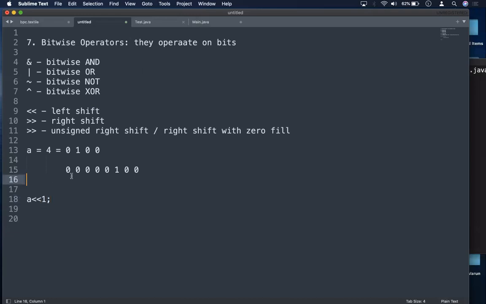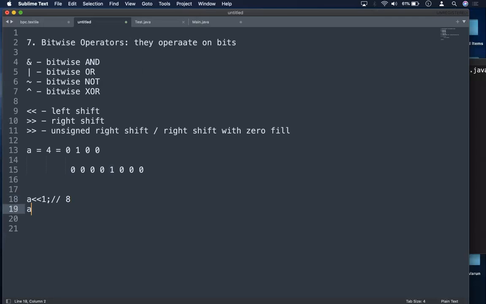I'm shifting towards the left, so from here I am going to the left. When I shift, this bit will go off, so only 7 remain, and a 0 will get added at the right side. So the left value goes off and a 0 gets added at the right side. Now the value of a has become 8. So 4 has become 8.